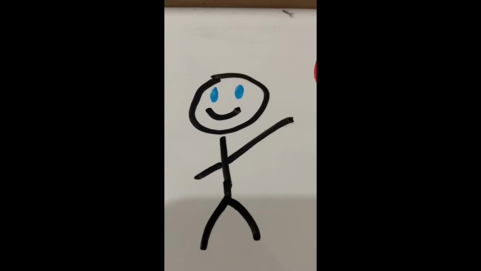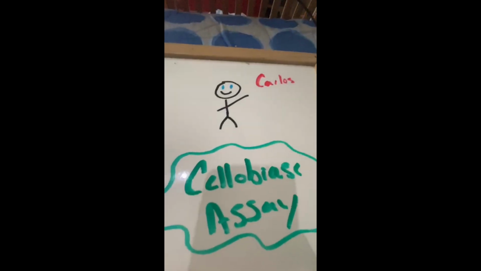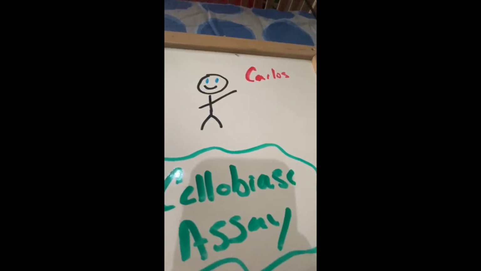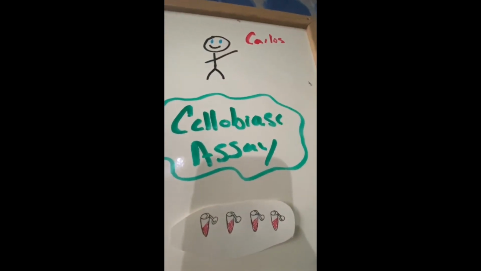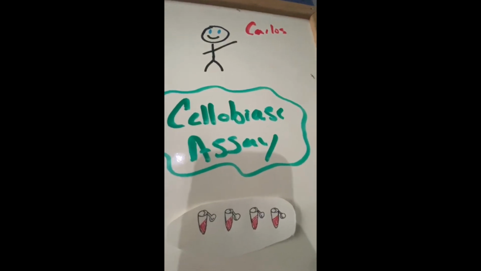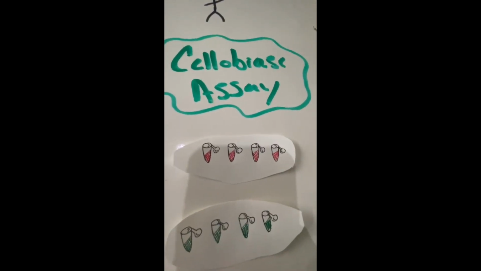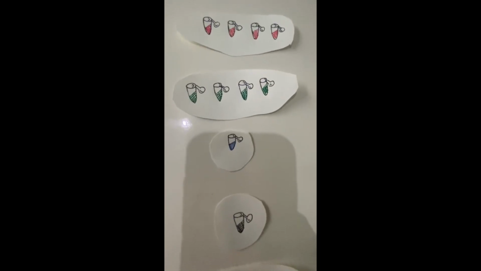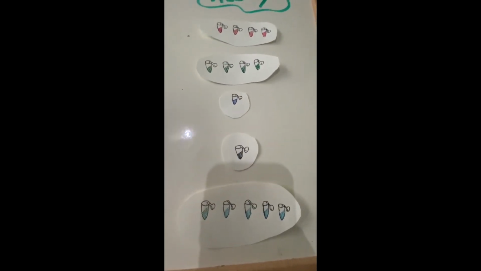Hello everyone, my name is Carlos, and today we're going to be going over the Cellobiase Assay. The most important thing to do first is to grab our materials. So we're going to need our 4 empty test tubes, our 4 stock solutions of PNG, our Cellobiase, our stop solution, and last but not least, our 5 tubes with PN standard.